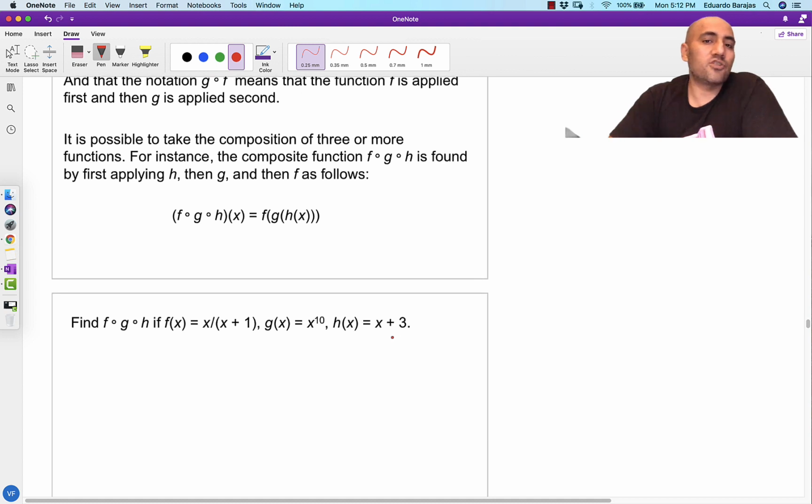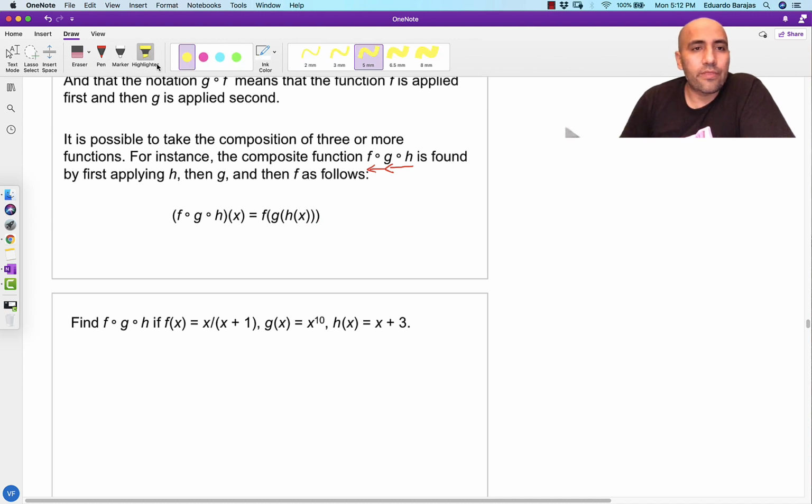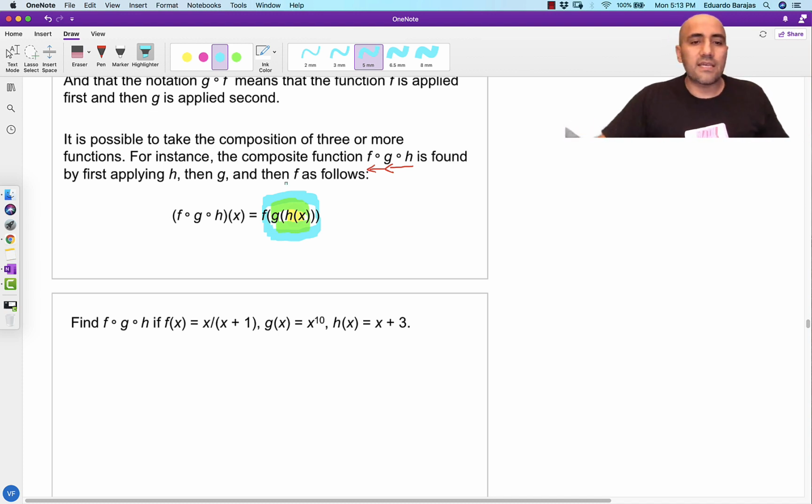It is possible to take the composition of 3 or more functions. For instance, the composite function f composed with g composed with h is found by first applying the h to the g. So we start off here and we plug that into the g, and then we take whatever that is and we plug that into the f, and so we end up with this. Right? So we start off with the h of x, that's sort of on the inside, and then that gets applied to this outer one, which is the g. And then once we finish with that, we apply it to this outer one, right? So it's like an onion where you start peeling it from the inside out. Start off with the h, and then plug that into the g, and then plug that into the f. So work your way from the inside out.